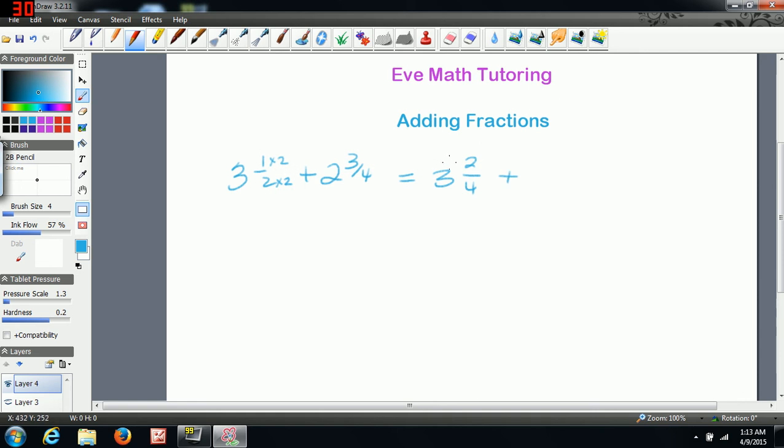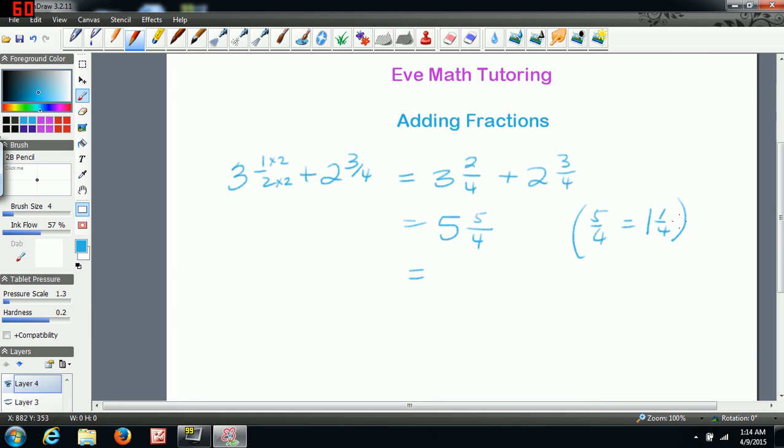I rewrite this fraction in this form, and now I have the same number on the bottom of both my fractions, which means I can go ahead and add these up. So I add up the mixed numbers first, and then I add the fraction. And again, over here, we see that we have an improper fraction. So 5 over 4 is equal to 1 1/4. As a 5, 4 goes into 5 once, and you're left with 1 over 4.